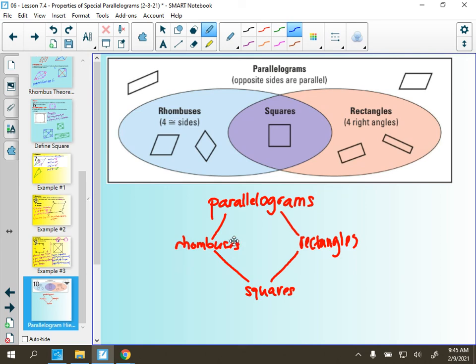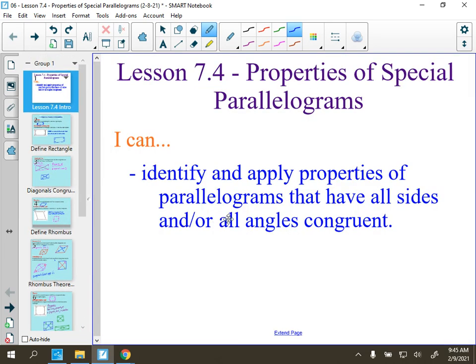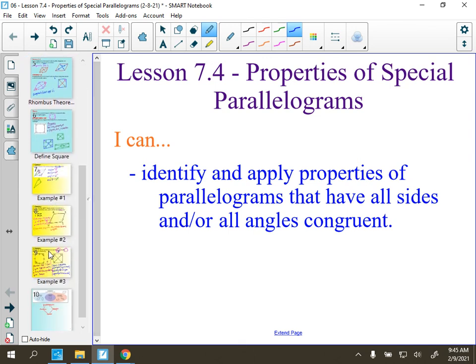All right. So I think it's pretty good. Obviously, we had the one big goal at the start there: identify and apply properties of parallelograms that have all sides and/or all angles congruent. So the "and" would be the square, but if we have one or the other, we're talking either rhombus or rectangle. And we looked at a couple of different ways that I could ask you to show me that you know some of those properties. So I think that's it.